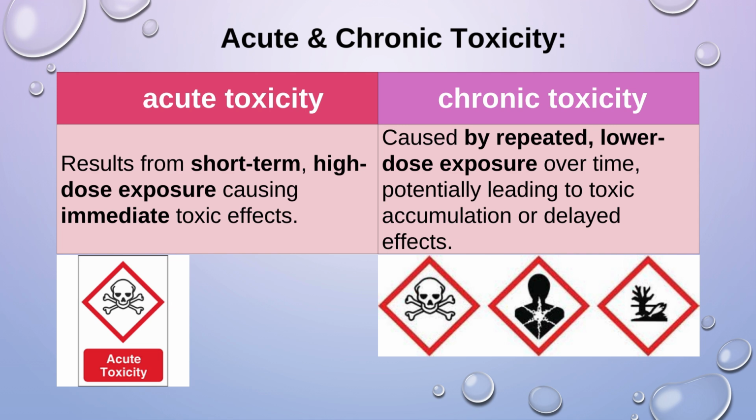So acute and chronic toxicity. Acute means short term, and most often it involves high dose exposure causing immediate toxic effects. While chronic toxicity, guys, is caused by repeated exposure. So there's repetition, and the dose is lower. But this one happens through time, for a long period of time, and there is always with chronic toxicity the word, remember the word, accumulation or delayed effects.